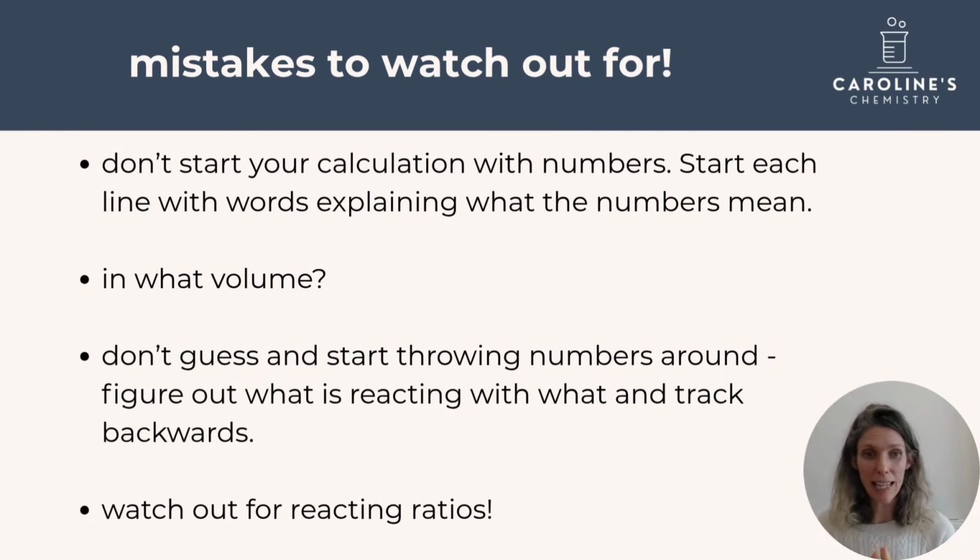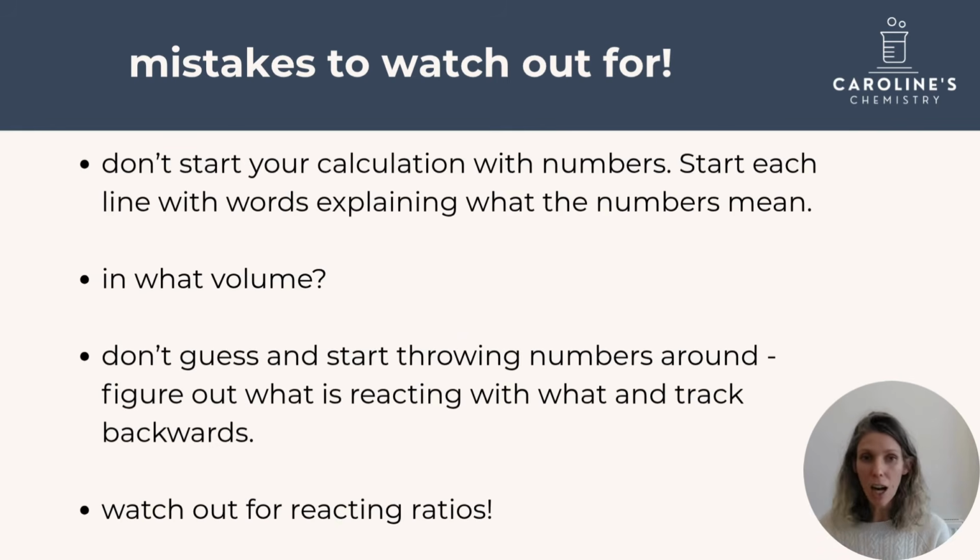So these are the mistakes to watch out for when you are doing back titration calculations. It is a multi-step calculation. There's lots of places to lose your way and get confused. And this is why I say, don't start your calculation with numbers. Start each line with words explaining what the numbers mean, because it gives you a better roadmap and understanding of exactly what it is that you are doing here. You are not just slotting numbers in at random, spewing them out and hoping for the best.